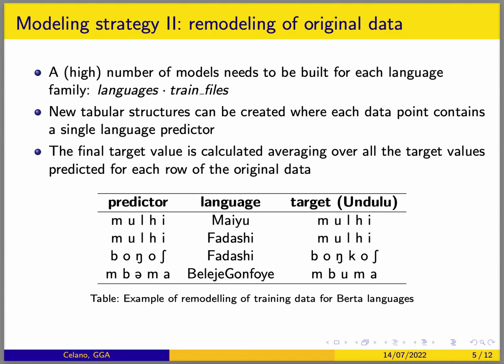This restructuring implies that one single row in the original data corresponds to more rows in my new tables, and therefore each of the new rows singularly predicts a target value. At inference time, as I will show, the final target value is computed by averaging over all of the target values predicted for a given row in the original data.